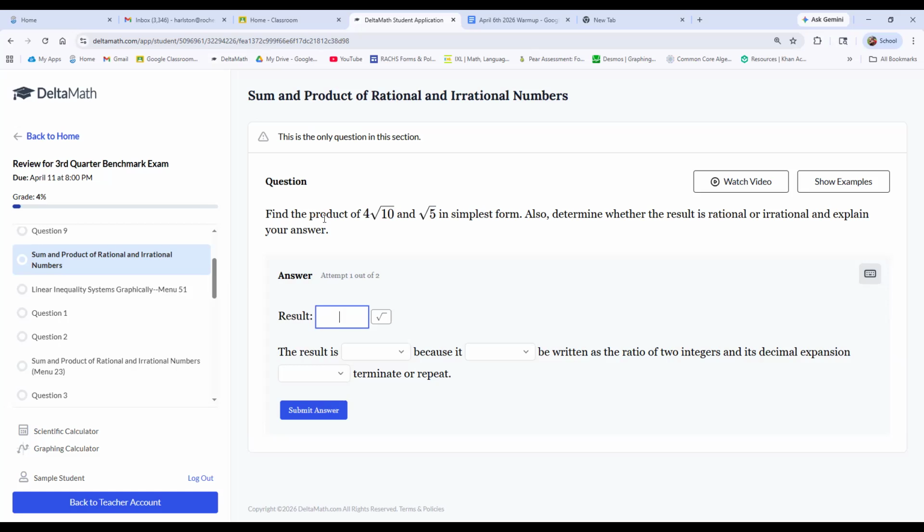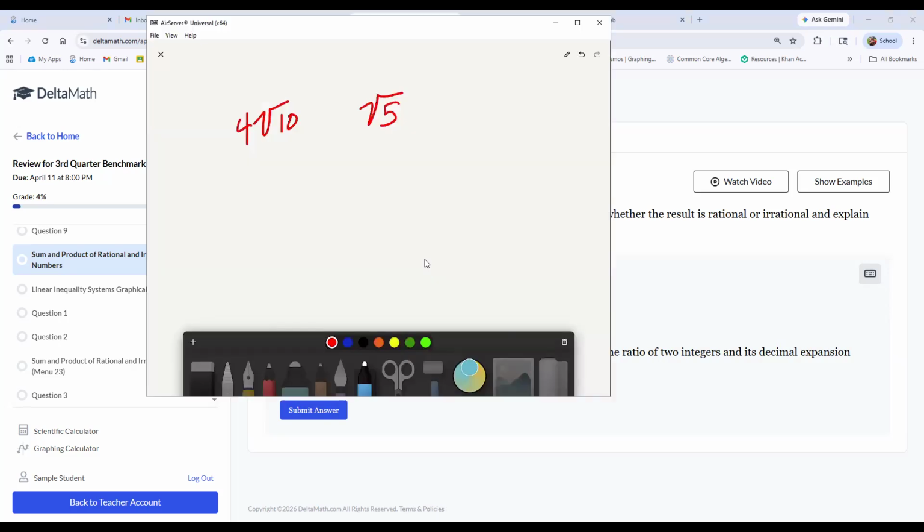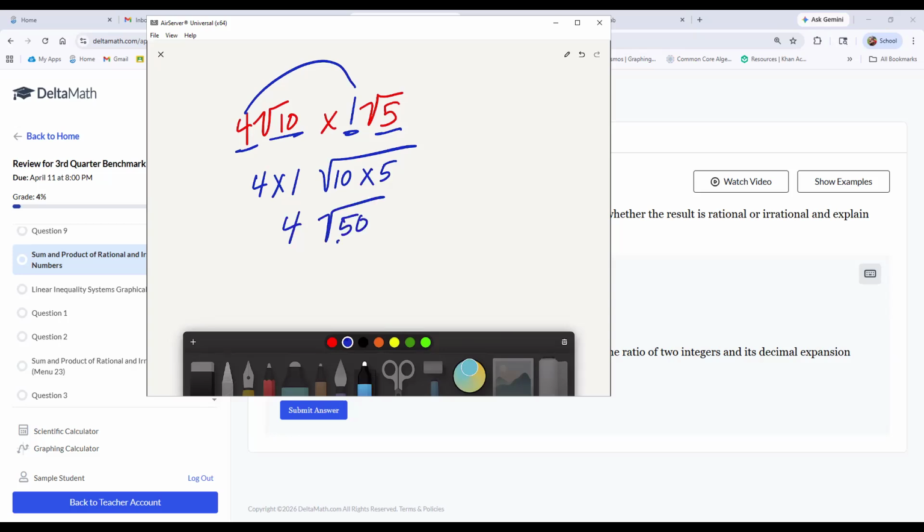So this is 4 square root of 10 and square root of 5. So I'm going to show you how I would do this. So we're going to be multiplying this. Now, what we're going to do is you just multiply the coefficients. So the coefficient is 4 and 1. It's 4 times 1. And then you're going to multiply the radicands. So this is going to be the square root of 10 times 5. Right? So this is going to be 4. This is going to be 50. Now we just have to simplify that.